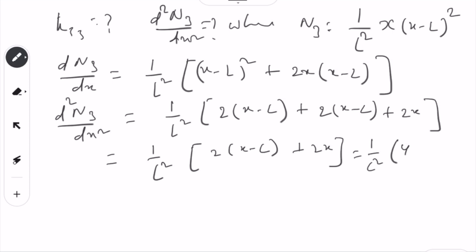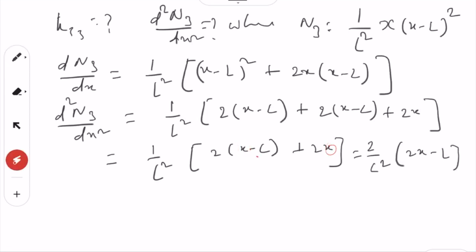We can also write it like this one. We have 2 here, we can bring it common. So we have 2 over L square and then 2x minus L. So x here, 2x minus L, 2 goes in common here. So this is what we have.